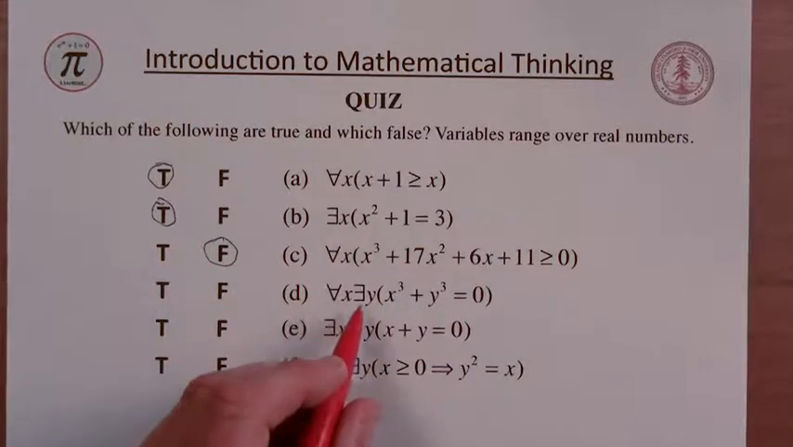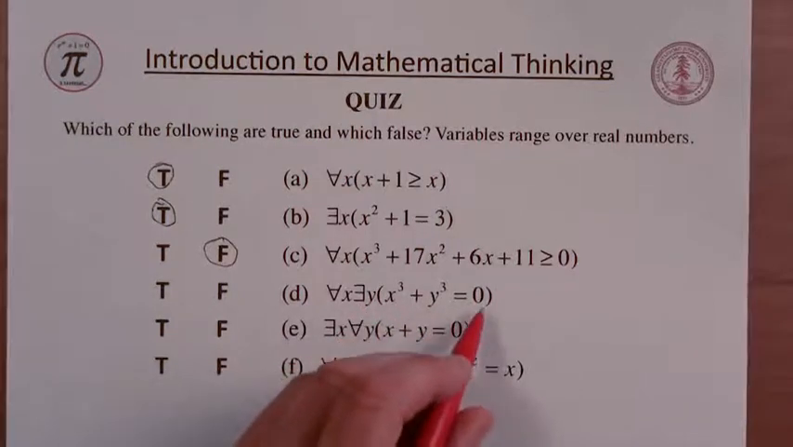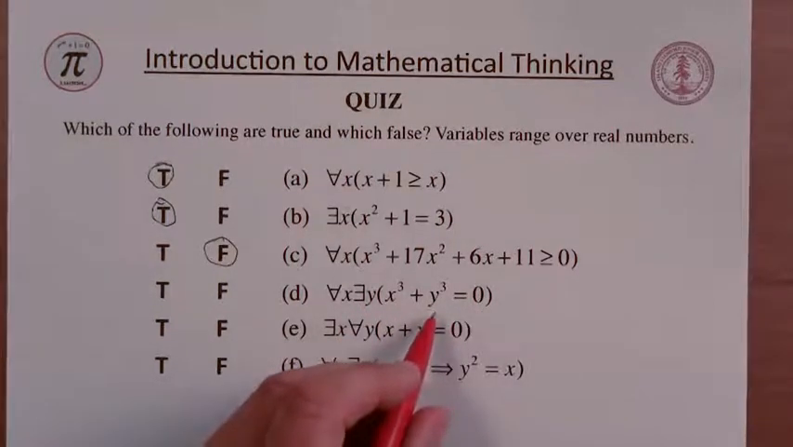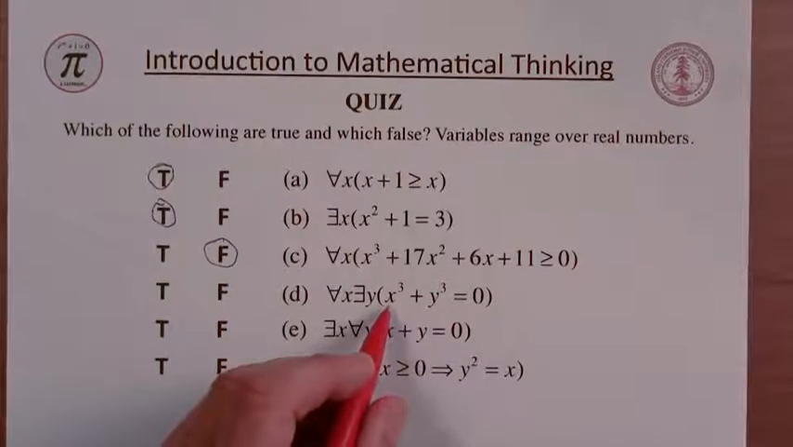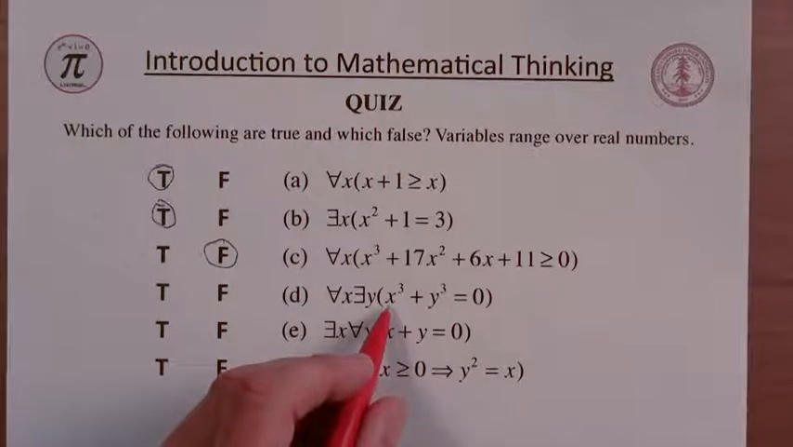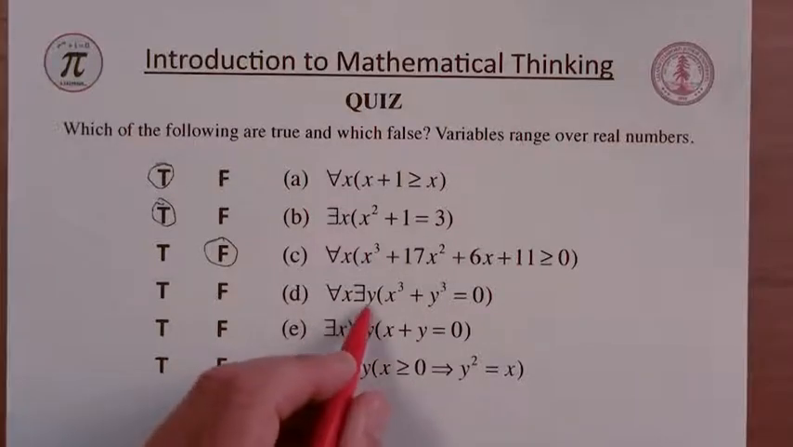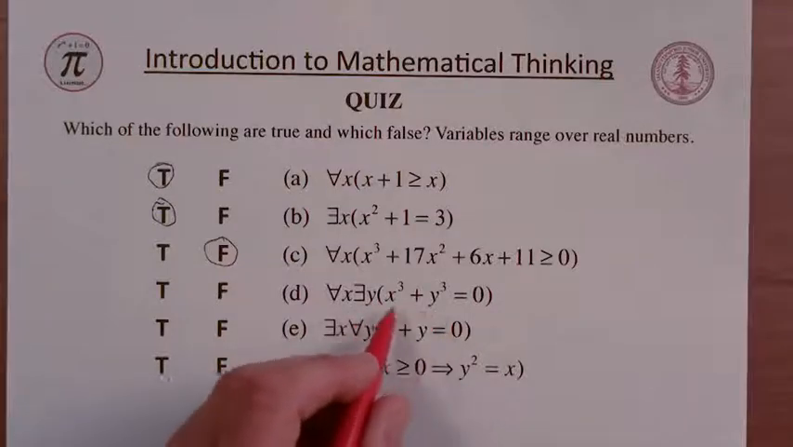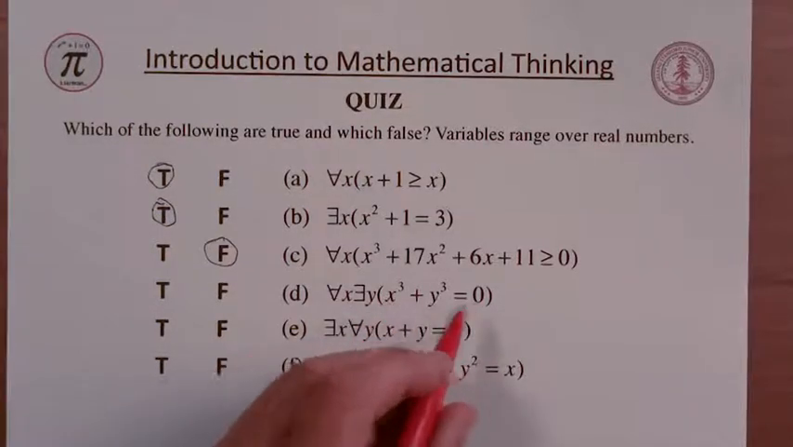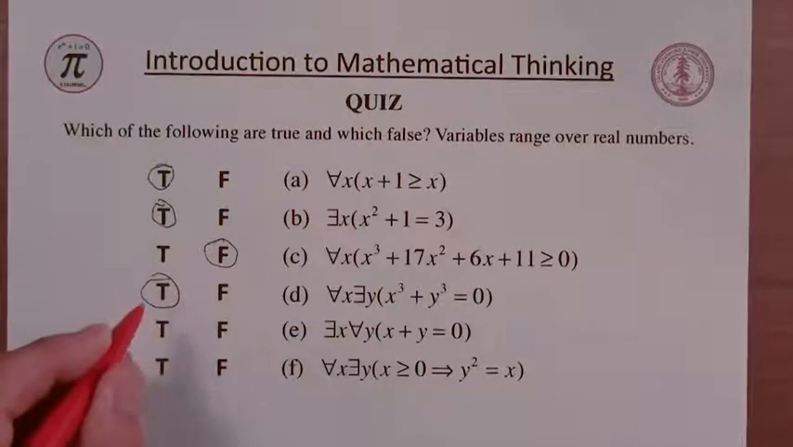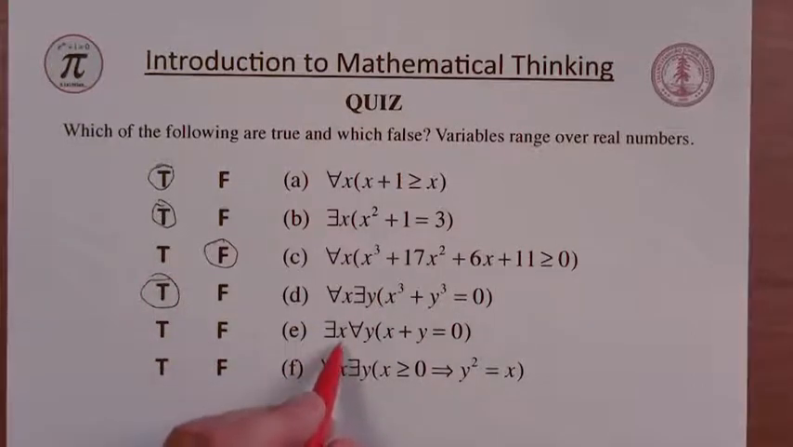What about this one? Is it true that for all x there is a y such that x cubed plus y cubed equals 0? That would mean y cubed is equal to minus x cubed. The answer is yes. Given any x, just let y be negative x. When you cube a positive number, it's positive. You cube a negative number, it's negative. So by taking y equals negative x in all cases, you'll get 0. So this one's true.